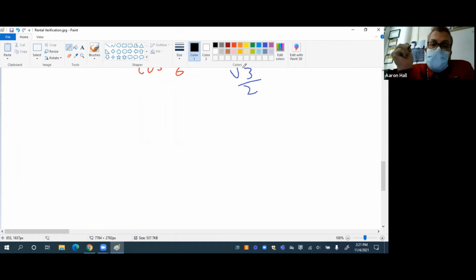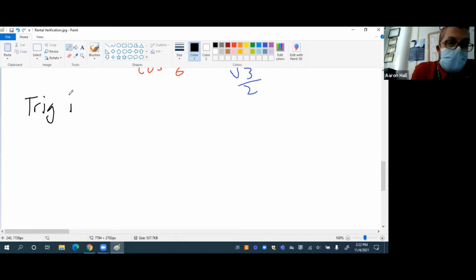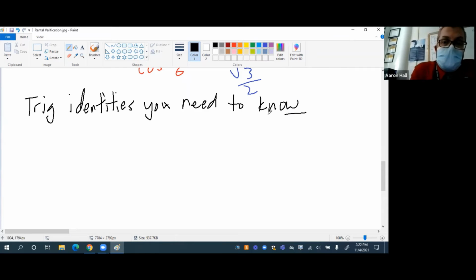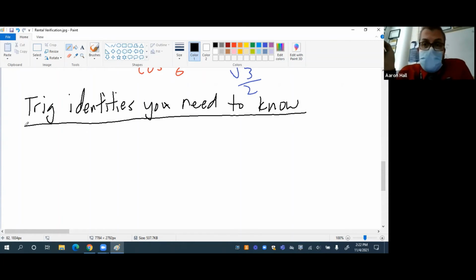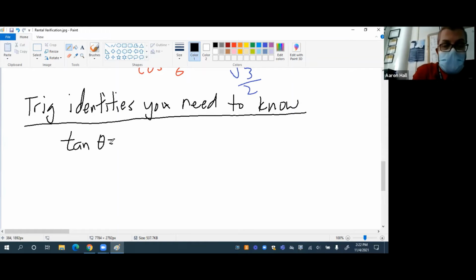There's a couple of identities that I do expect you to have memorized. Identities you need to know. So, trig identities. If you want to make flashcards out of these, that would be great. Maybe some of you already know these. One of them is that tangent of theta equals what? Sine of theta over cosine of theta.